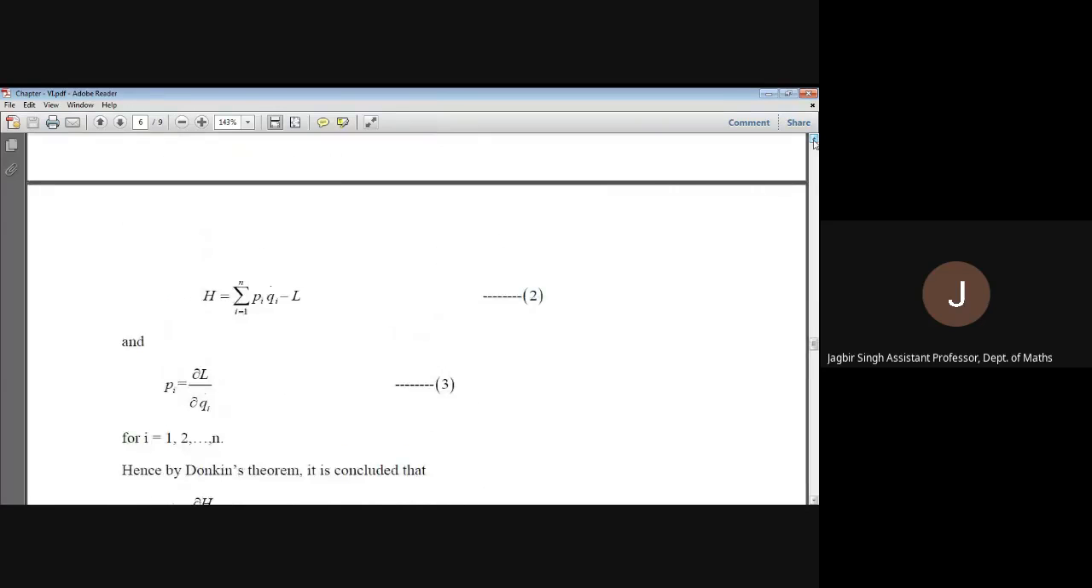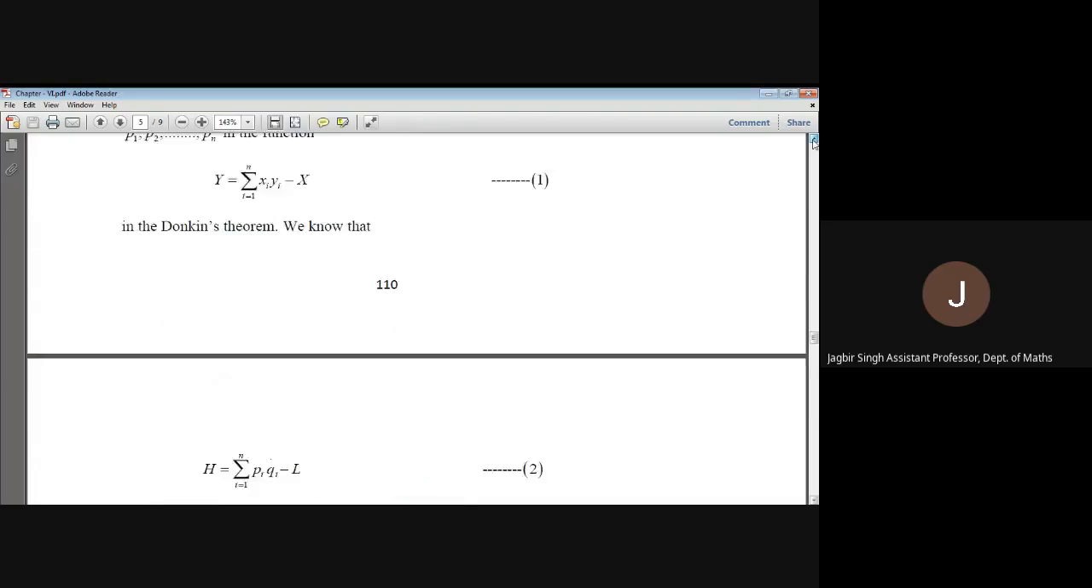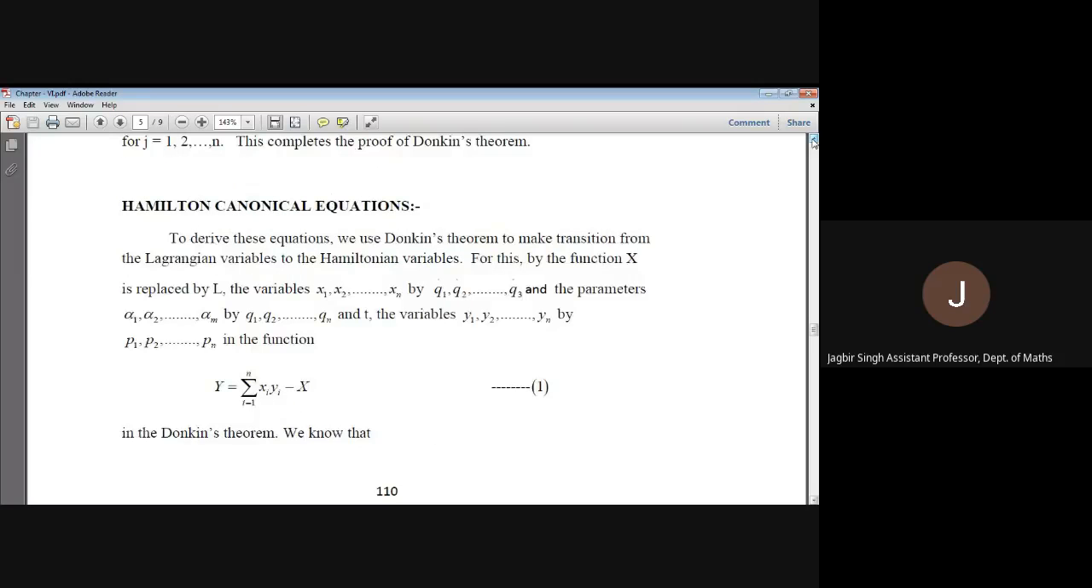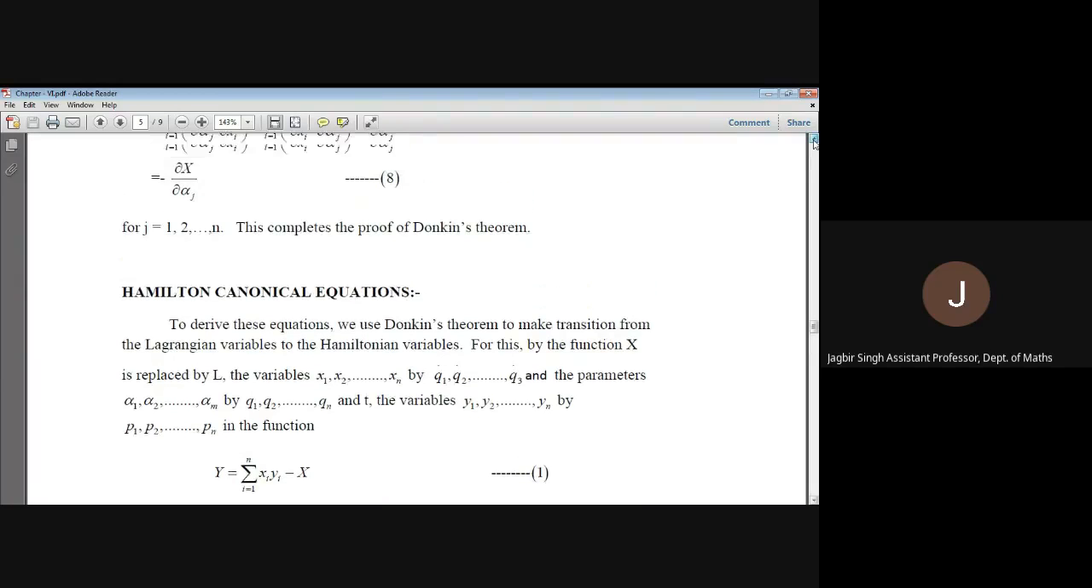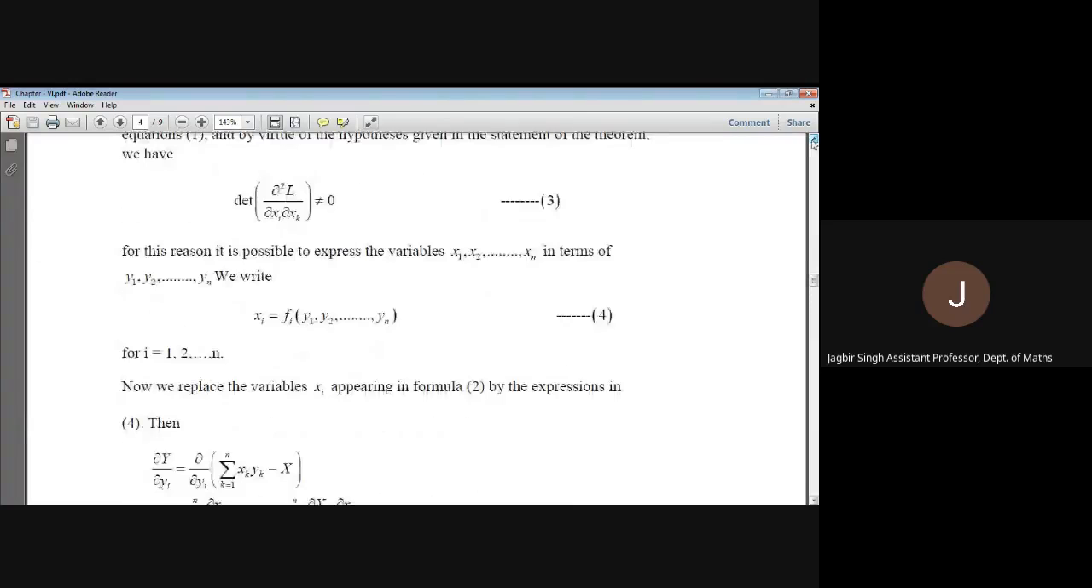Okay, so Dunkin's theorem is obtained. Now let's try to find out the Hamilton canonical equations. The most important thing in Dunkin's theorem is, I'm going again to the statement.